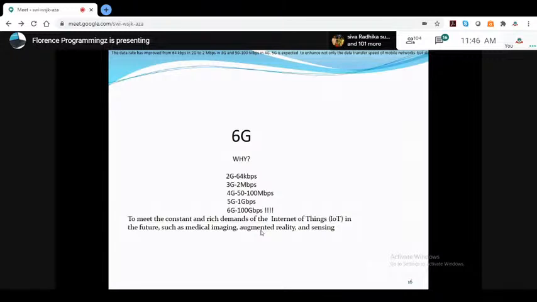Heterogeneous means, for example, I have a mobile user, and there is a Wi-Fi network, and there is a wireless LAN network also. Suppose the connectivity could be integrated, or provided without any interruption across all three networks, then we call the entire thing a heterogeneous network.